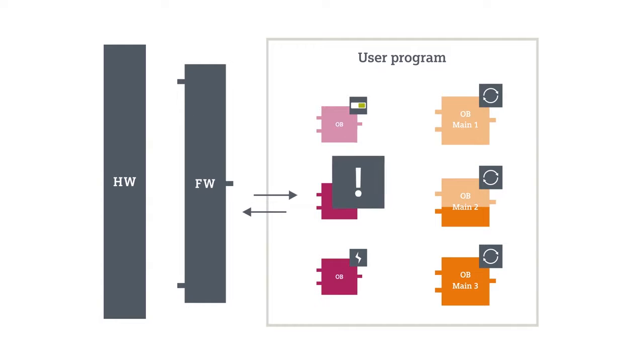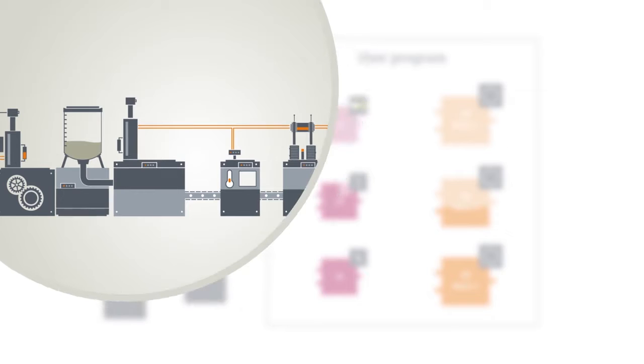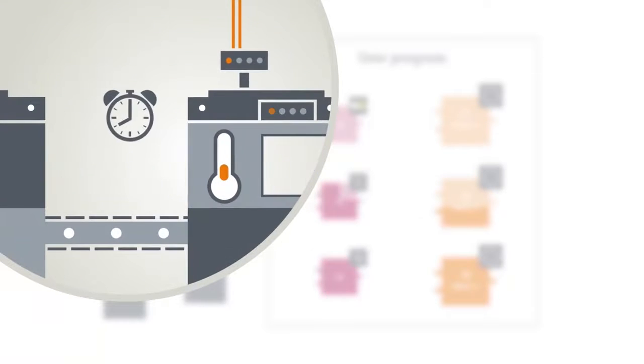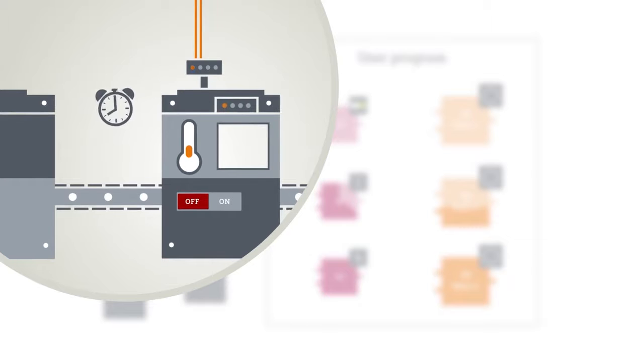Some processes require an immediate response to specific events. The controller offers alarm OBs for that purpose. The controller differentiates between internal and external events. Internal events are time intervals which trigger time-controlled alarms. That could be the switching on of an oven at a specific time.